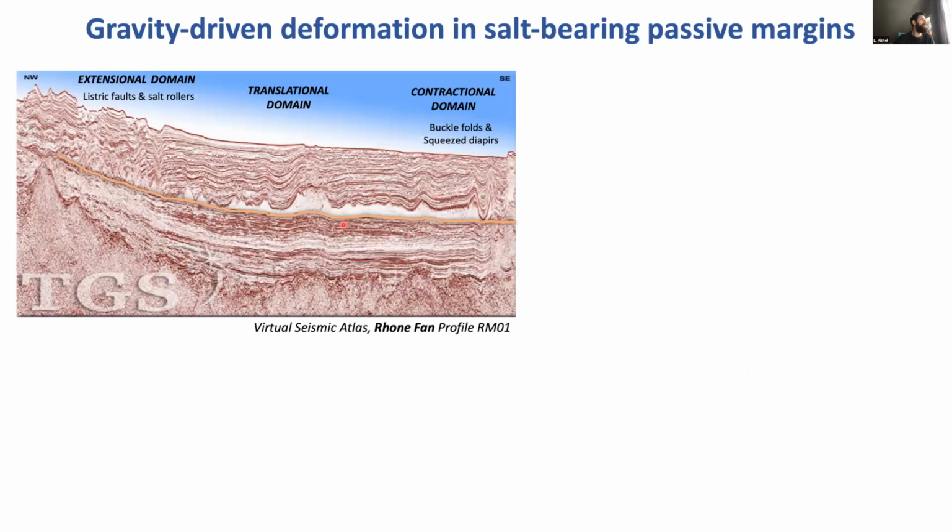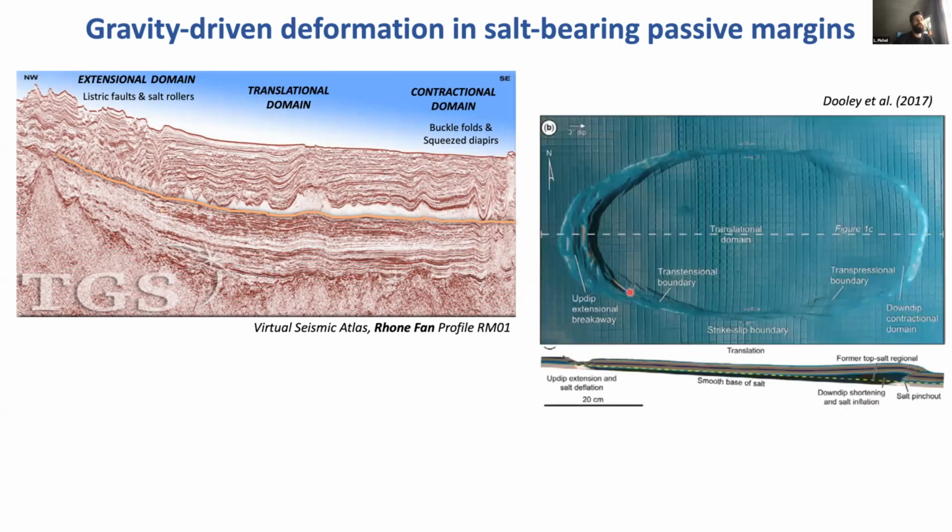Here's an example from the Rhone fan. It's a very simplified, well-behaved salt basin system. We have a very clear zone of extension with normal faults and some salt rollers, which are extensional diapirs, and the down-dip contraction domain with some buckle folds and some squeezed diapirs. The intermediate domain is broadly undeformed, with very mild salt deformation, some salt anticlines, but not much going on. You can see in this example a relatively smooth, flat base salt, although it deepens basinward.